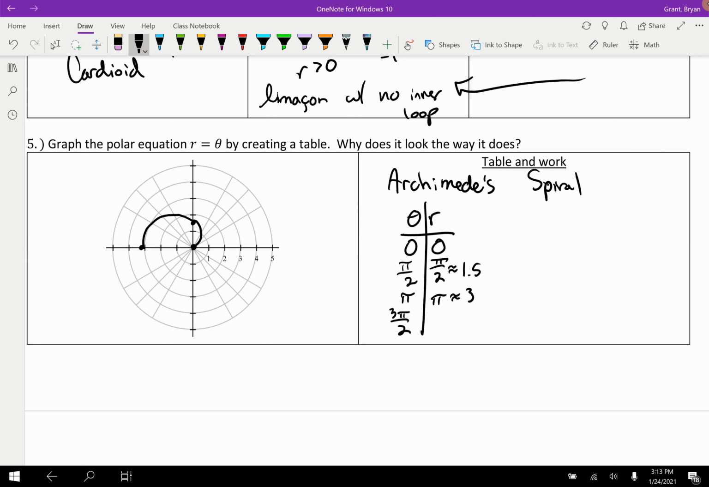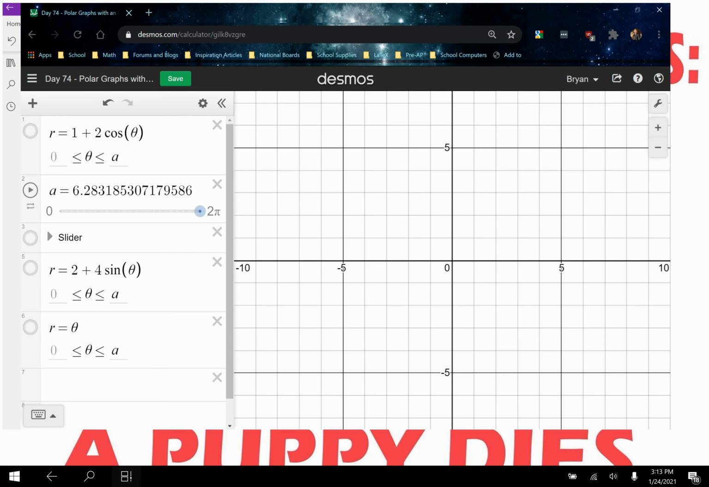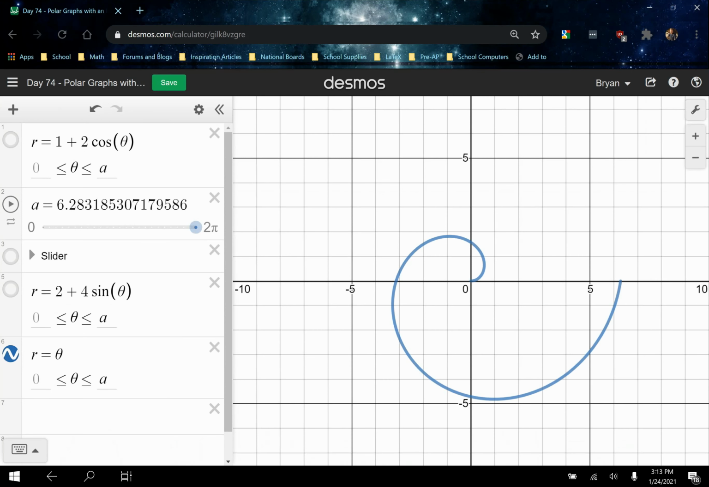3 pi over 2, 3 times 3 is 9. 9 divided by 2 is approximately 4.5. We're getting even worse as we go through, but 1, 2, 3, 4, 4.5, right? And then we have something like this, and we can start to see our spiral. That's going to get larger and larger and larger as we go out. Taking a peek at that really quickly, you can see that spiral right there.